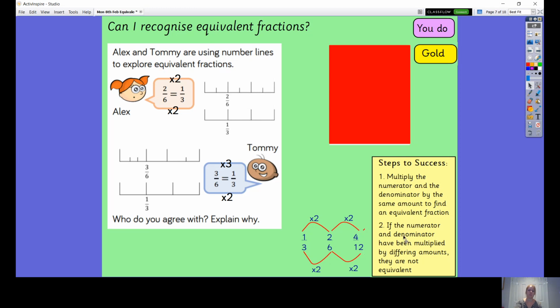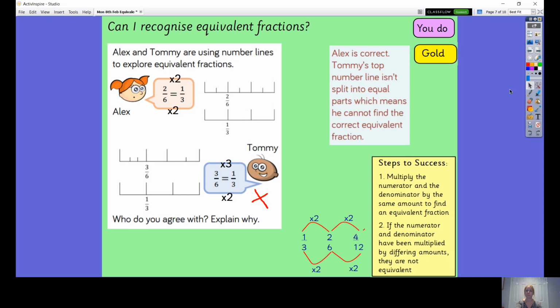to find equivalent fractions. If the numerator and denominator have been multiplied by differing amounts, which is what Tommy's done, they are not equivalent. Okay, so Tommy is incorrect. We can see in 2 ways. You might have just noticed that his number line was off. So Alex is correct. Tommy's number line isn't split into equal parts, which means he cannot find the correct fraction, and we can see from our numbers that he's definitely not done that.